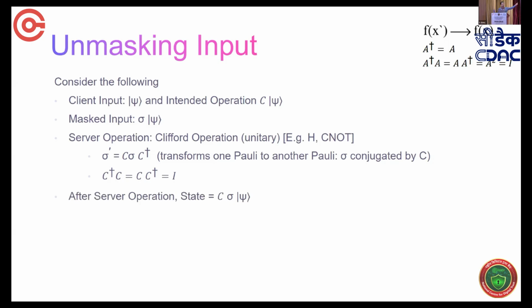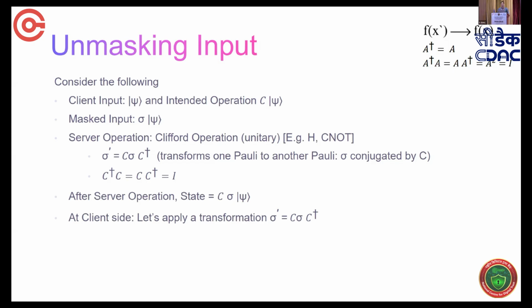Now, my masked input was sigma into ket psi. I sent it to the server. The server applied a C, which was the Clifford operation. Now, somehow I have to get C into ket psi. So how do I remove this sigma? For removing this sigma, I can apply this transformation.